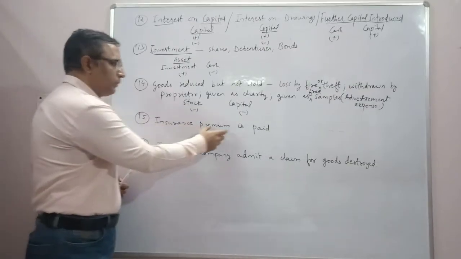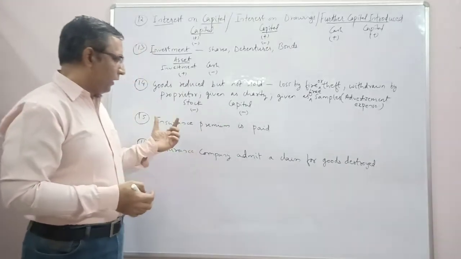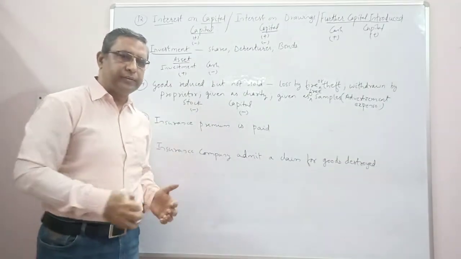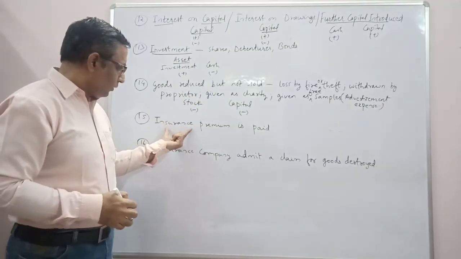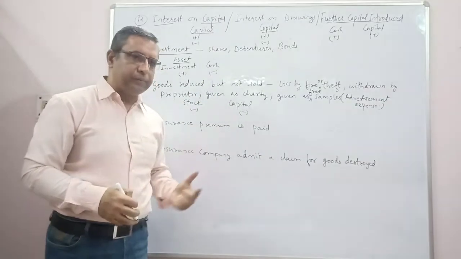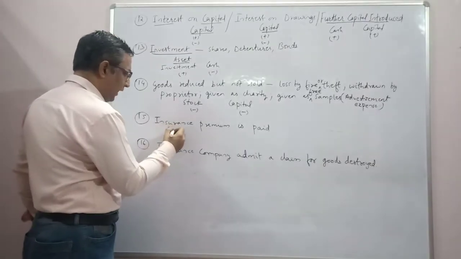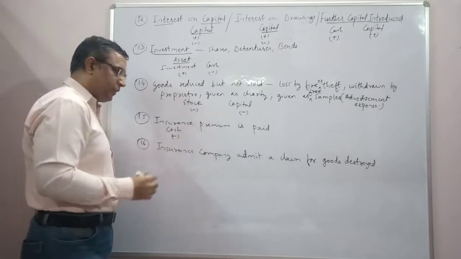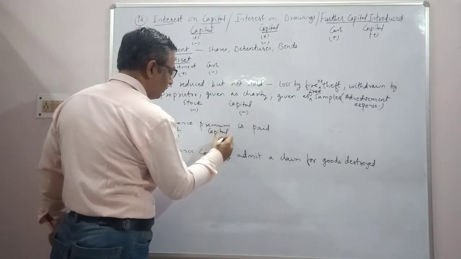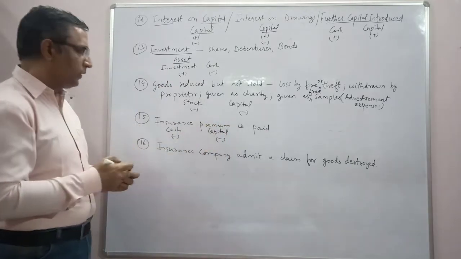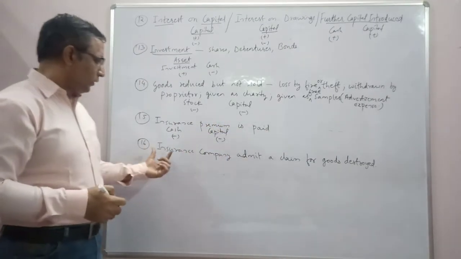When insurance premium is paid, it is different from life insurance premium. Life insurance premium is for the proprietor, that is drawings. We had clarified it earlier. Now this is insurance premium, which is a business expense. Business expense means cash is going out, cash is reduced, and capital is also reduced. Insurance premium is an expense for the business, therefore capital is also reduced.